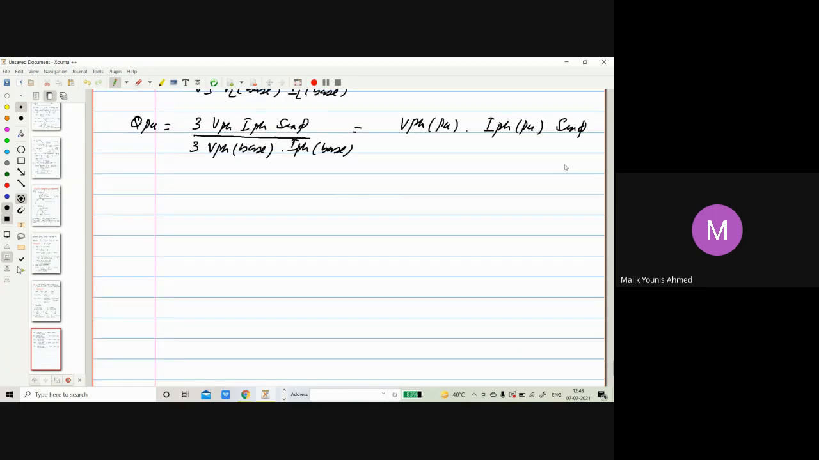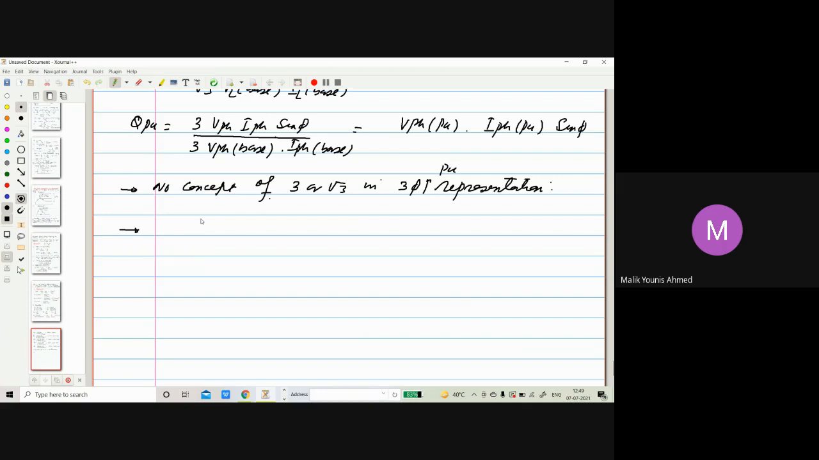So again, we have seen no concept of 3 or under root 3 in three phase per unit representation. Again, we can conclude this. So under root 3 and 3 will not come.